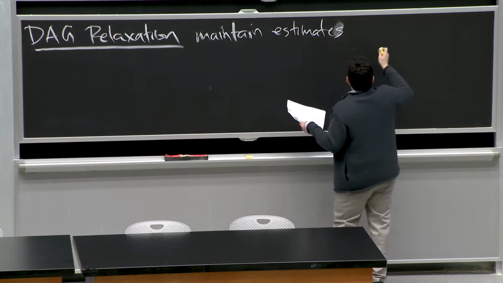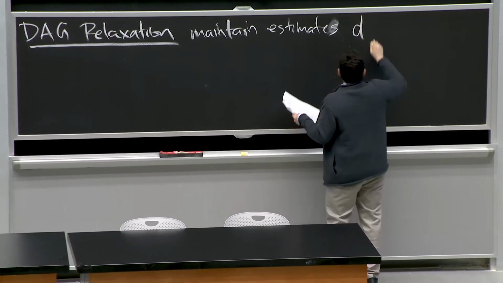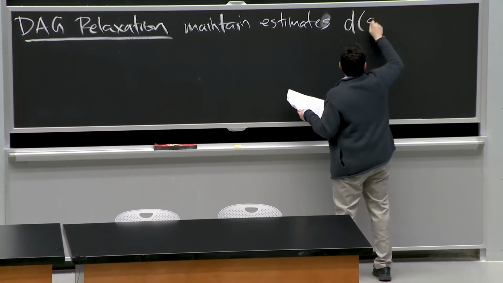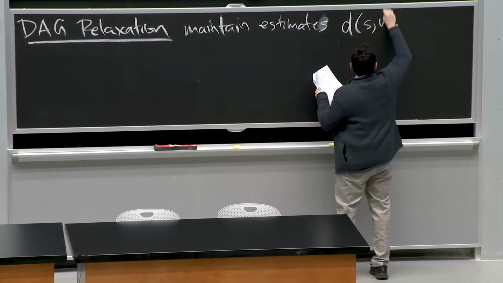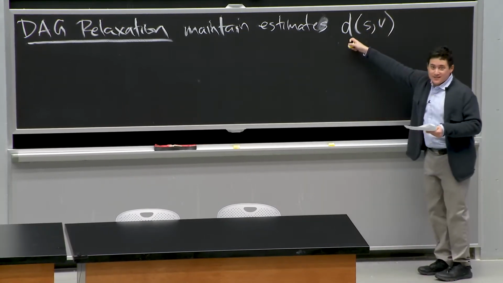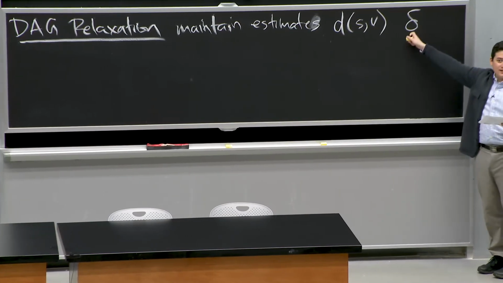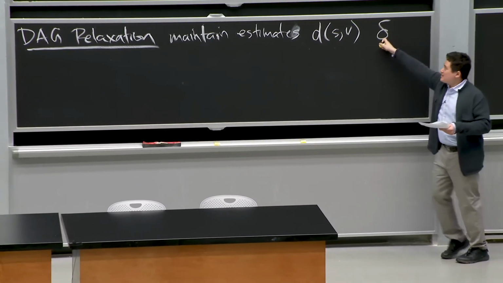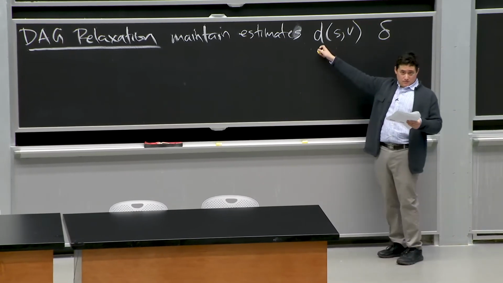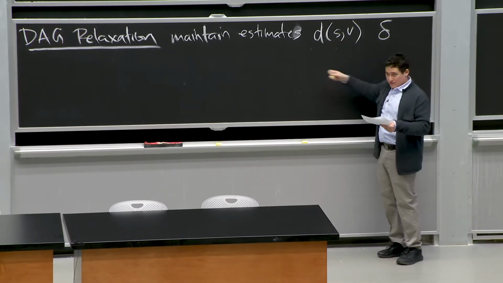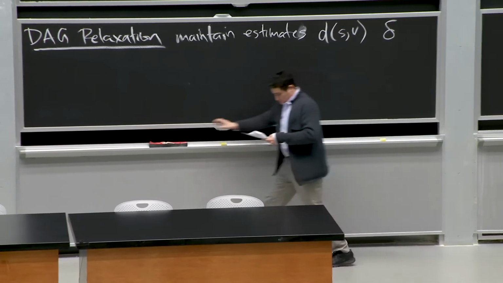And now I'm going to try to be careful here about how I draw my D's. Okay, this is a D. This is a delta, okay? This is shortest paths. This is a distance estimate, okay? So that's what I'm going to be using for the rest of this time.